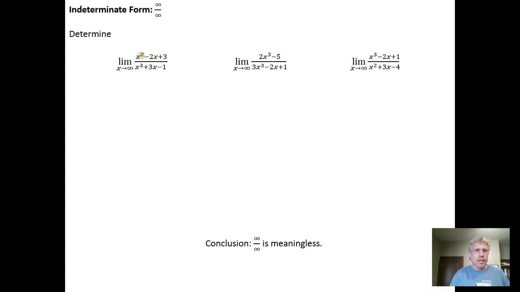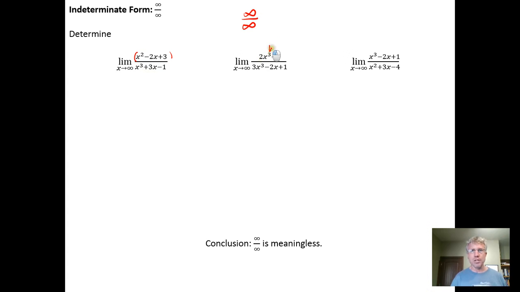And if we think about this carefully, if we take the limit as x goes to infinity on just the numerator, this numerator is going to become infinitely large. This denominator, because of the x cubed term, is going to become infinitely large. And we're going to wind up with the form infinity over infinity as x becomes infinitely large. And each of these will play out the same way.